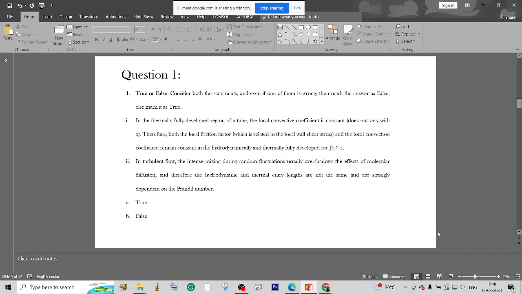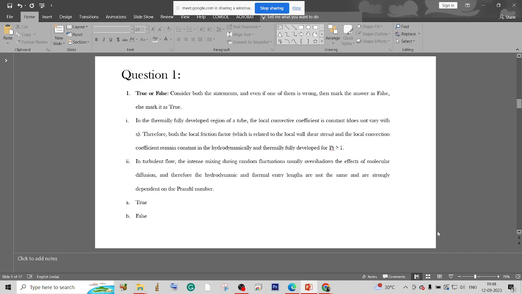Okay, so this is the first question for today's class. Consider both statements, and even if one of them is wrong, then mark the answer as false, or else mark it as true. The first statement in the question is: in a thermally fully developed region of the tube, the local convective coefficient is constant and does not vary with x. Therefore, both the local friction factor, which is related to the local wall shear stress, and the local convection coefficient remain constant in hydrodynamically fully developed flow for Prandtl number greater than 1.